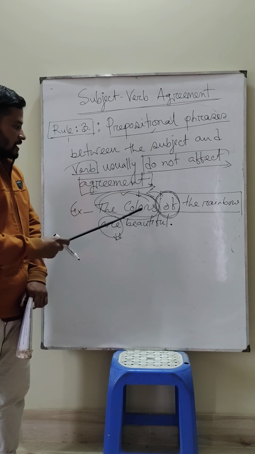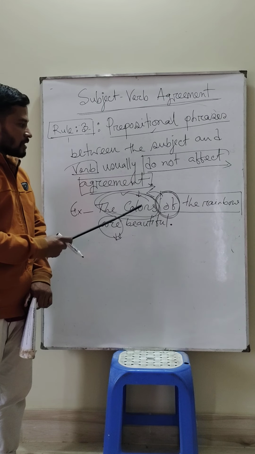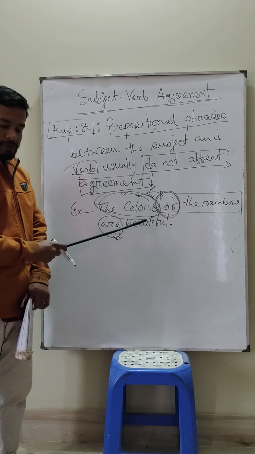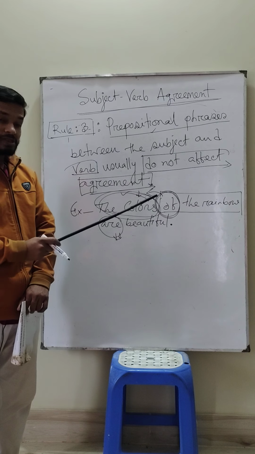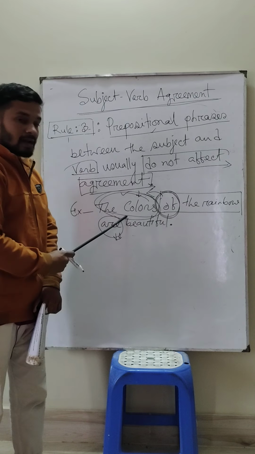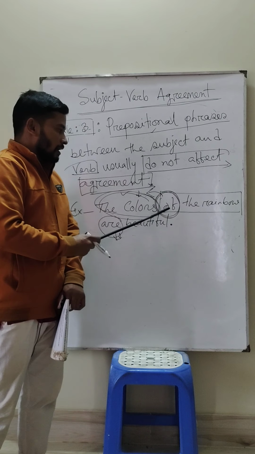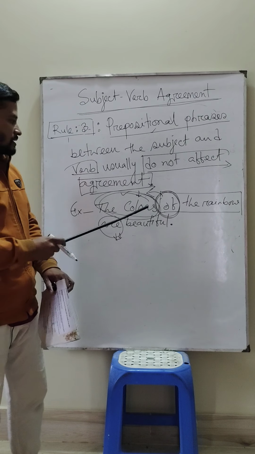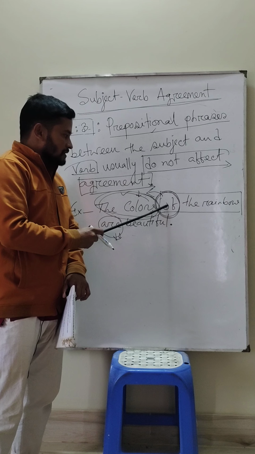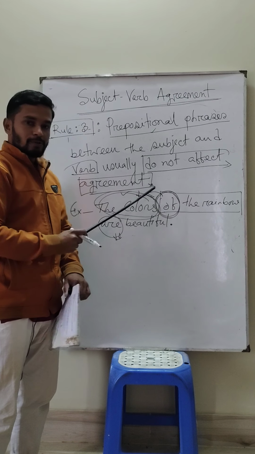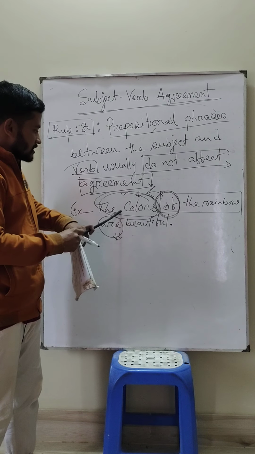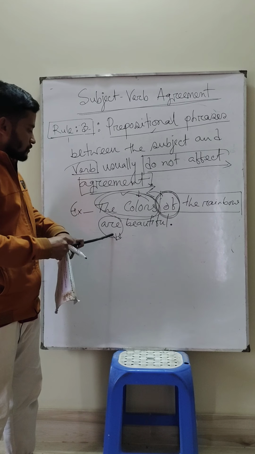I repeat it: if we see any prepositional phrases, then we count which is the subject, the rainbow or the colors. Always remember, the subject should be before the preposition. So the subject is colors, so the verb should be plural.